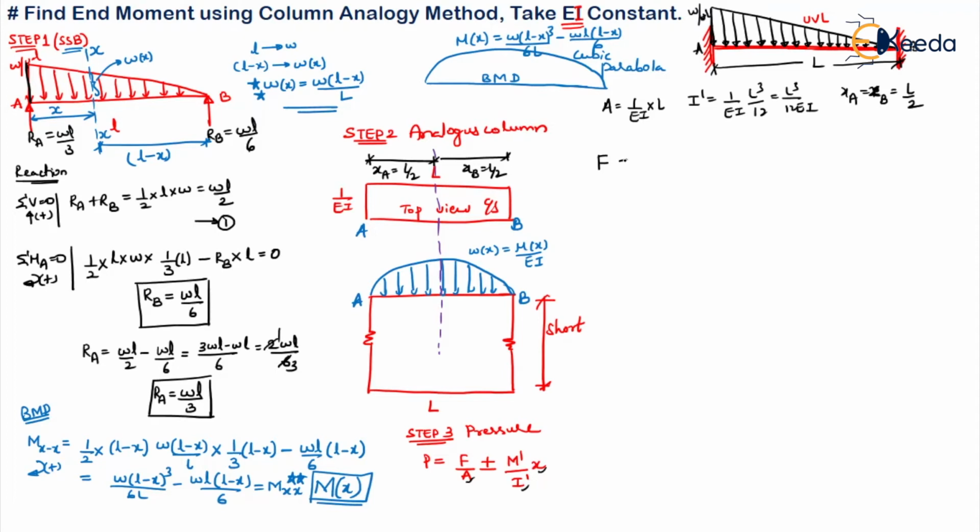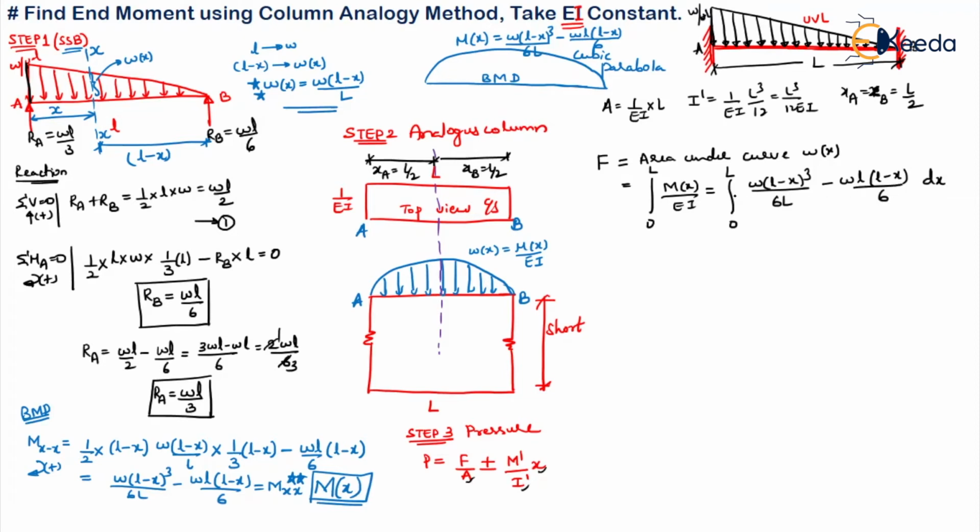Now F in this case is slightly different. We have it in terms of X. So if you want to get the area under the curve, area under curve Wx, you just have to integrate between the limit 0 to L the M by EI diagram. So this will be integration 0 to L. What is M? W into L minus X whole cube by 6L minus WL into L minus X by 6 dx. By EI is there, so let me do one thing, take by EI common.